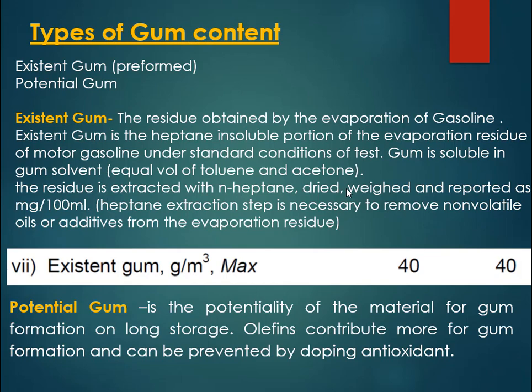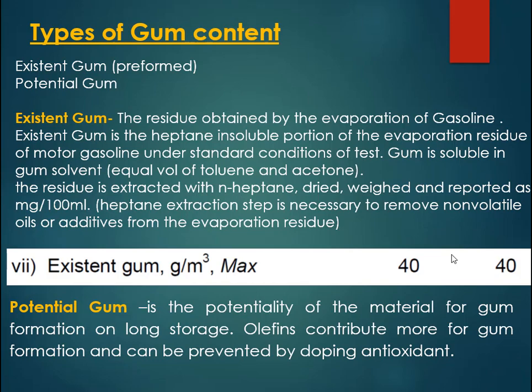Okay, and there is a quality parameter, a restriction on existent gum: the maximum amount as per BS4 standard is 40 gram per meter cube, and this remains the same in BS6. Okay, now potential gum is the potential of the material to form gum on long storage. Whenever we manufacture petrol, it should pass different quality parameters.